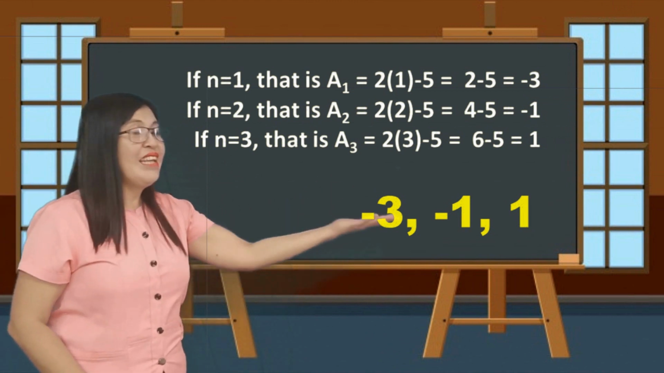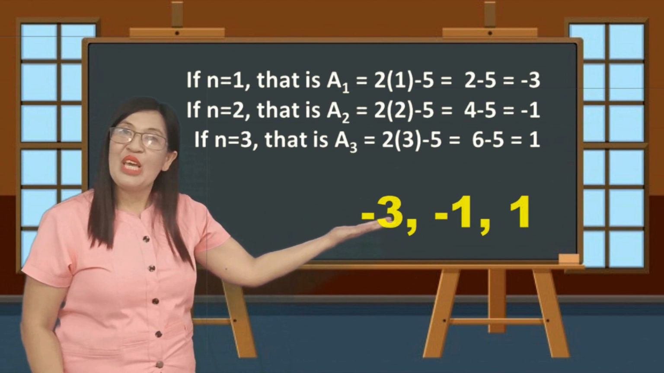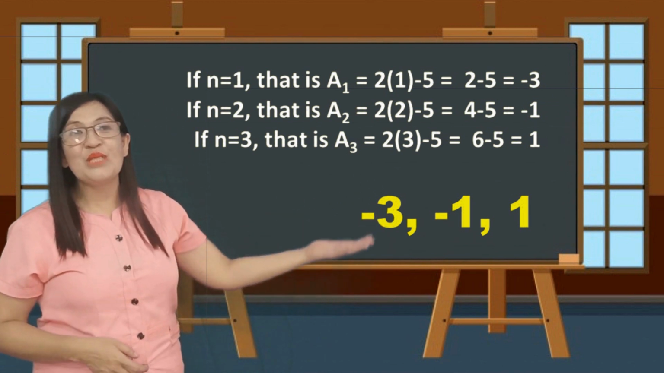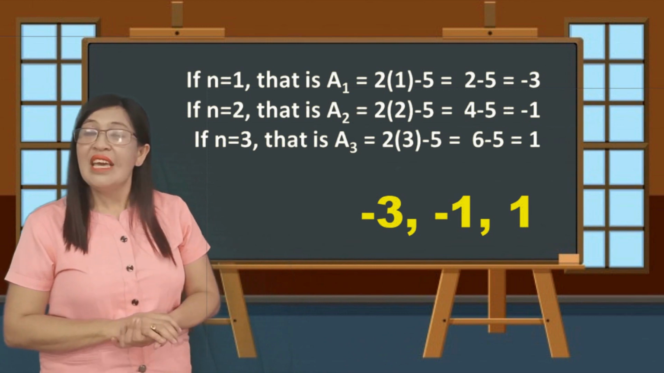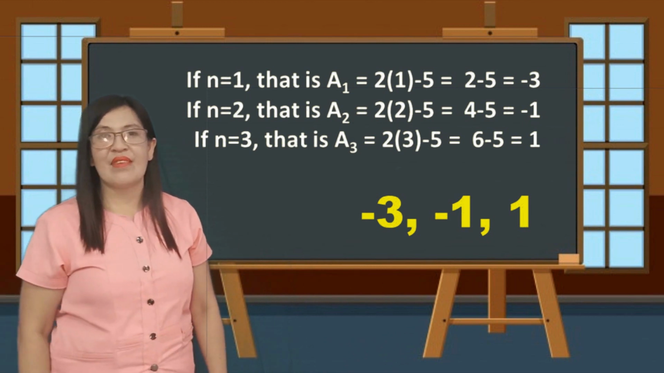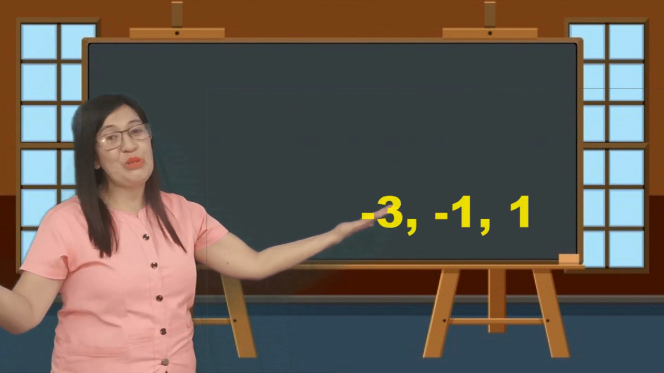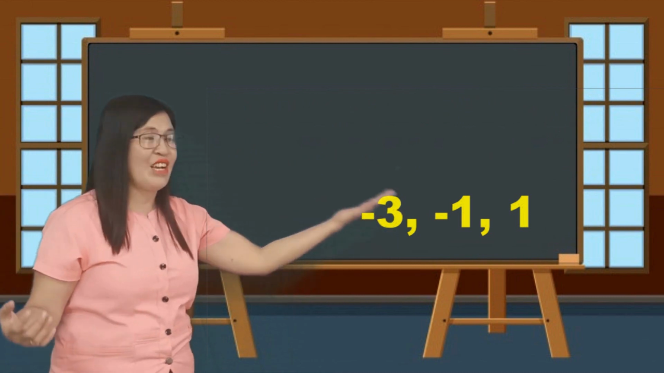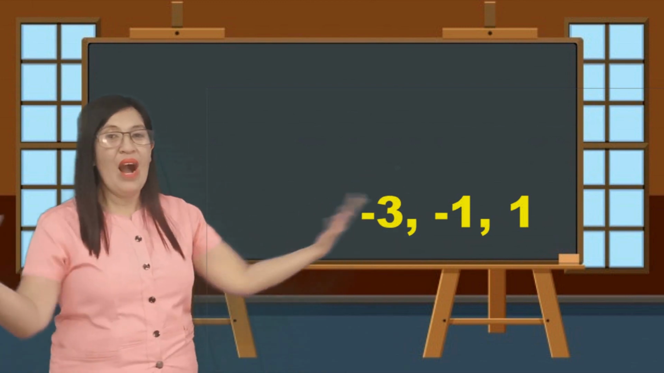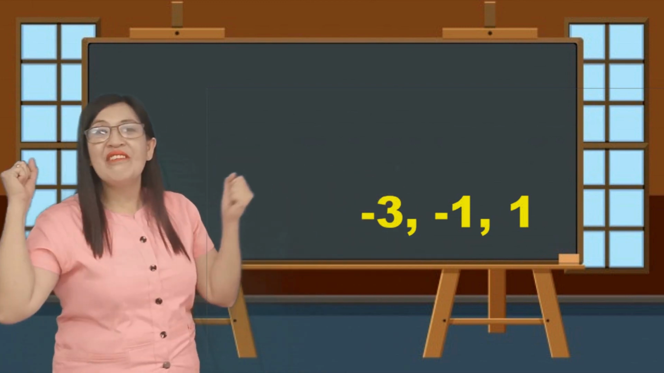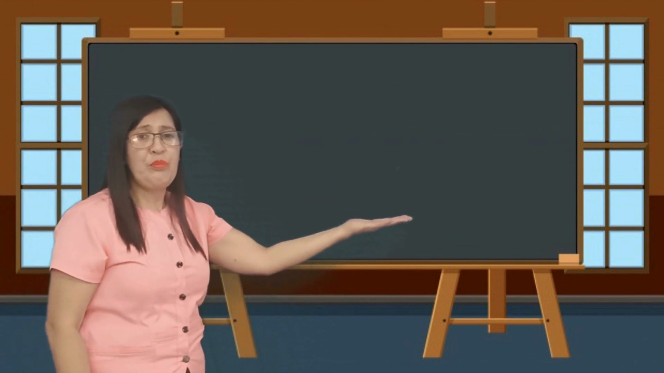Finally, if n equals 3, you will get 2 times 3 equals 6, then 6 minus 5 equals 1. Hence, a sub 3 equals 1. So, the first 3 terms of a sub n equals 2n minus 5 are negative 3, negative 1, and 1. Wow! You got it right! Congratulations! Let's have the third problem.